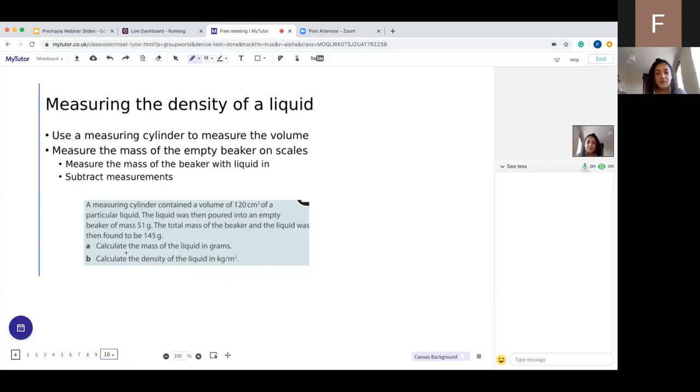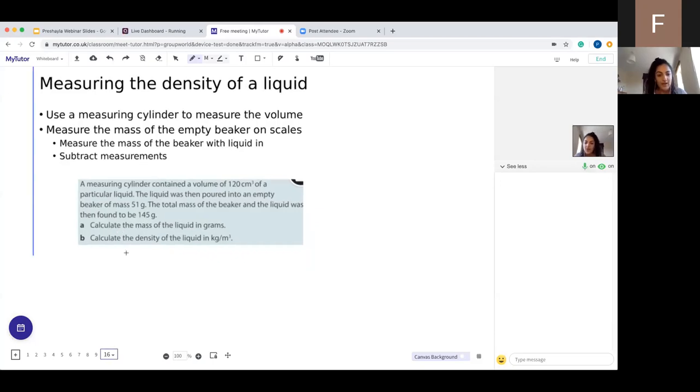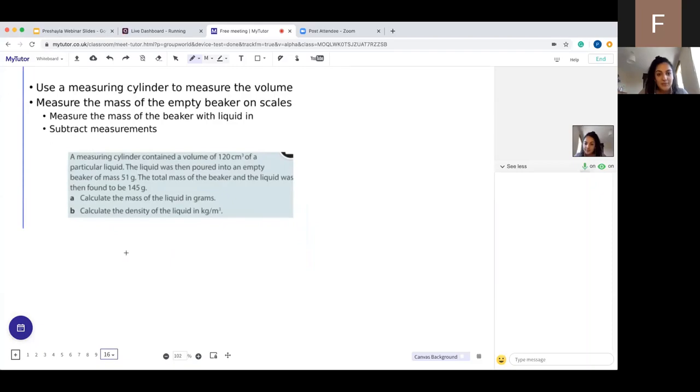So now we have 2 different measurements, one with the empty beaker, one with the beaker with the liquid in. When we subtract those measurements from each other, we get just the mass of the liquid. Okay, so let's do an example of that question.